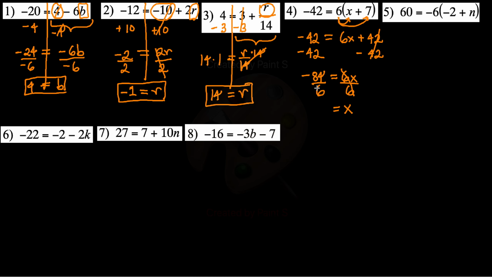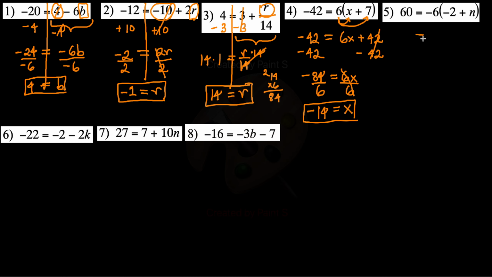Negative 84 divided by 6, I know, is going to give me negative 14. Right? I can check. 14 times 6. I'm not sure, let's say. This is 24. The 2 goes up. 6 times 1 is 6. Plus 2 is 84. So yes, it's negative 14 as my answer.